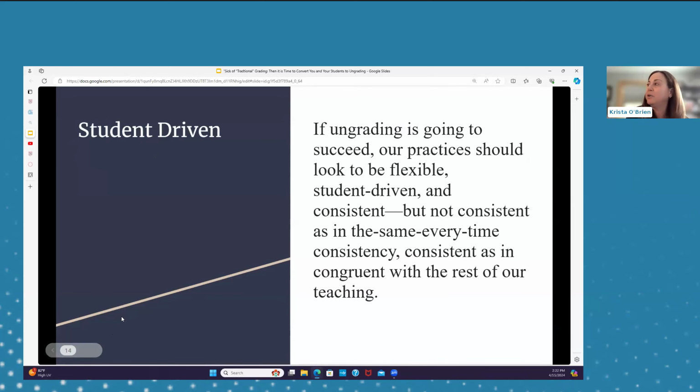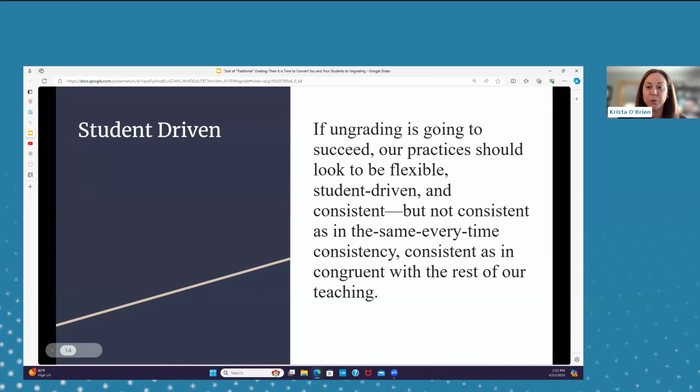And if ungrading is going to succeed, our practices should look to be flexible, student-driven, consistent, but not consistent as in the same every time. Consistent as in congruent with the rest of our teaching. So at any given time, if you walk into my classroom, students are all over the place. They're on all different paths because they're all trying to master something different within the class.